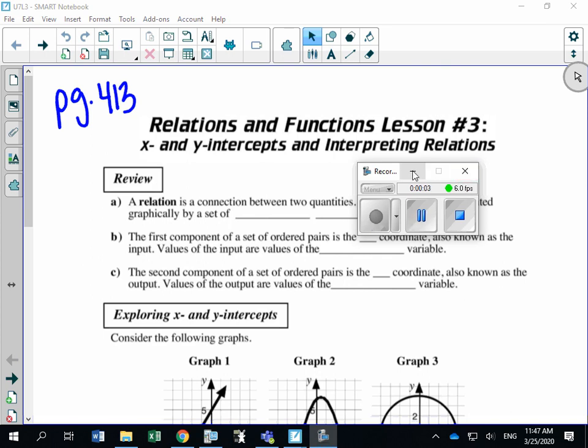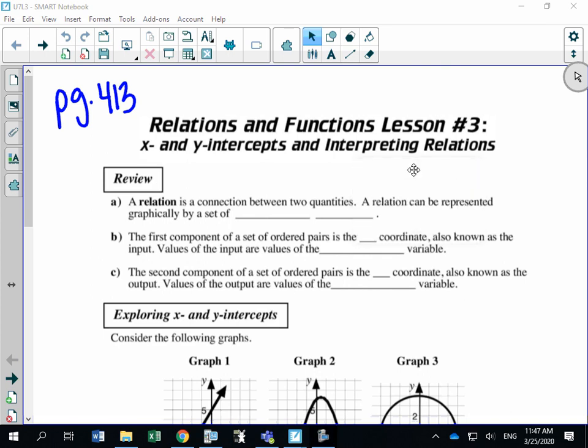This will be part 1 of lesson 3. The lesson is on exploring the X and Y intercepts and interpreting relations. So just a quick review of a bit of lesson 1 and a bit of lesson 2.